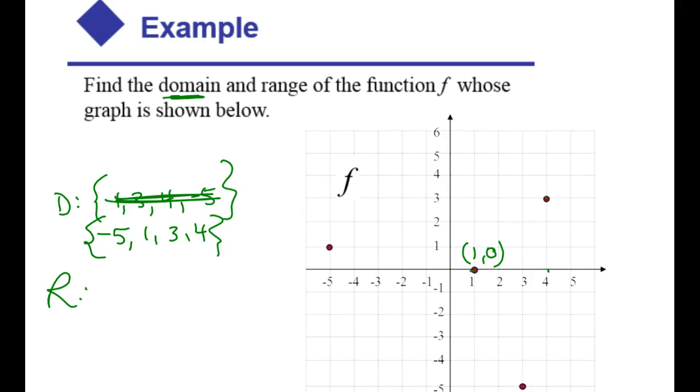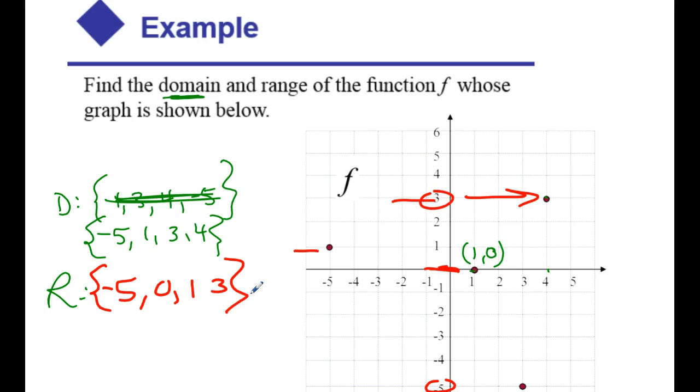Let's do the same thing with the range. But let's start at the bottom. So the bottom, the y values, is what I'm looking for this time. So maybe -5 for the y value. Looks like a 0 and a 1 for the y value, and this y value is a 3 that lines up with this point.